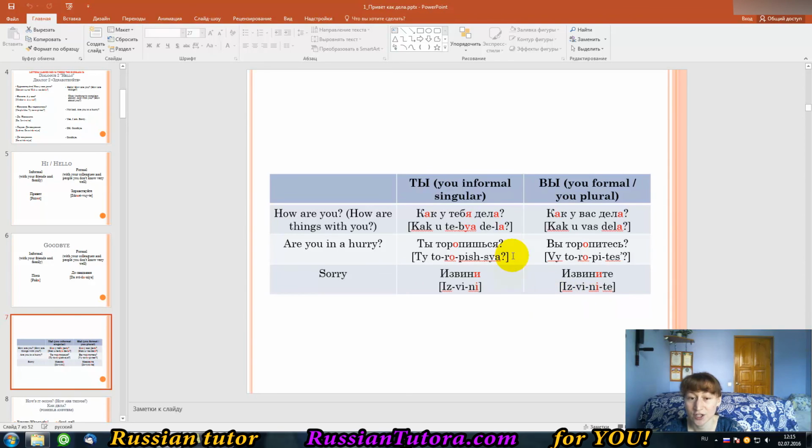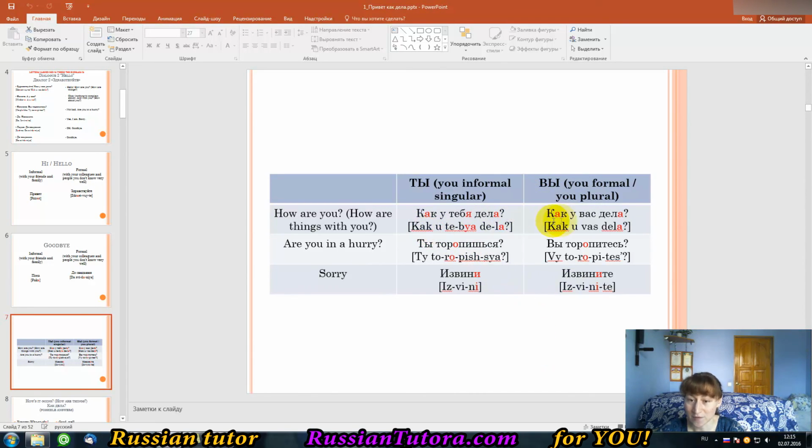As I said, in Russian we distinguish between informal and formal conversation and informal and formal address. So we have two versions of you, of the pronoun you. Ты. This is informal singular you. And вы. The formal or plural you. So this you use when you address a person formally or you address a group of people.